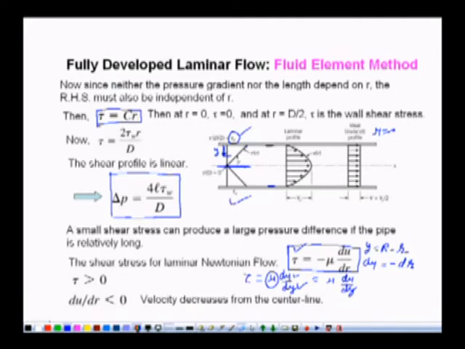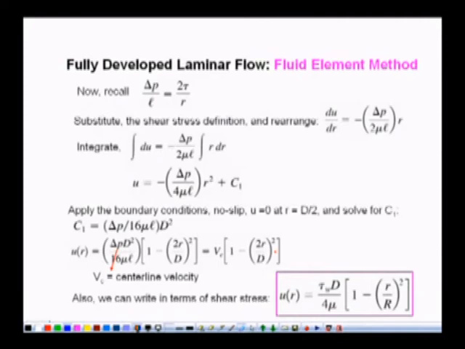So, substitute this tau W is equal to minus mu du over dr, and substitute this tau W in the previous equation. Del P over L is equal to 2 tau divided by R. So, in this case du over dr is equal to minus del P divided by 2 mu L times R.